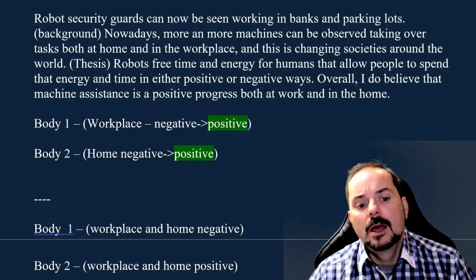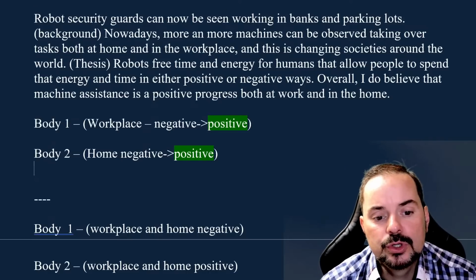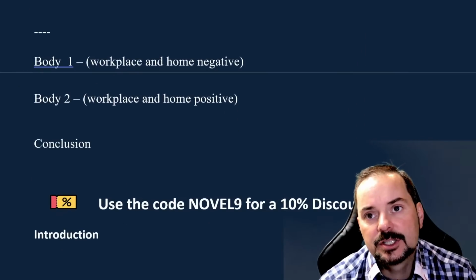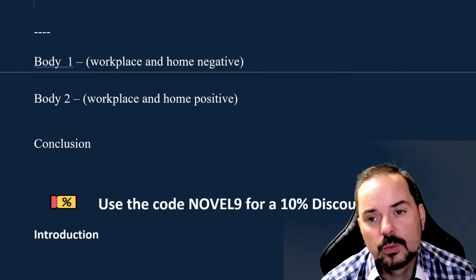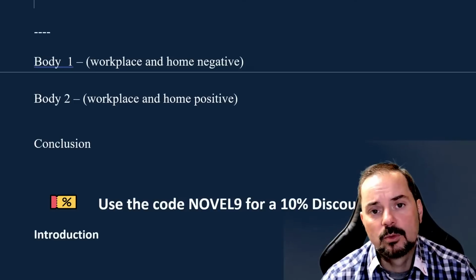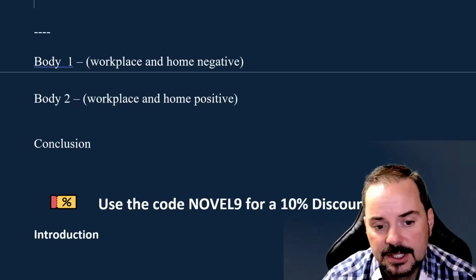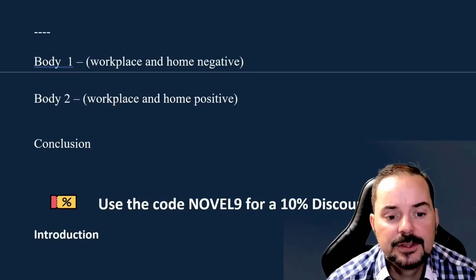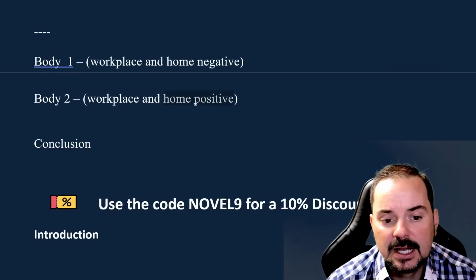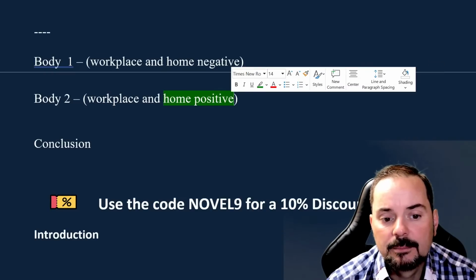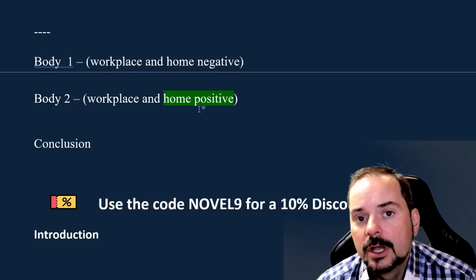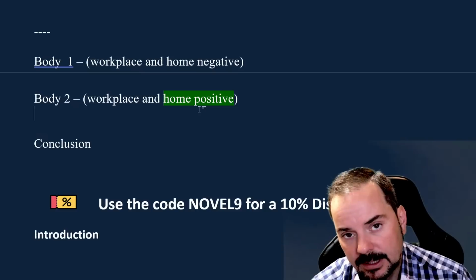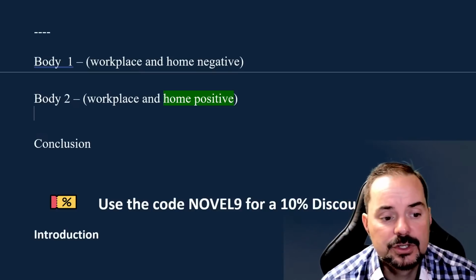Okay. The reason I would choose this style, so I would choose B, is because the focus is not so much on the workplace and the home, but the focus is more on the impact of robots. That's number one reason for it. And number two is I feel that it's easier to emphasize the positive side and to be more convincing for your reader, because ultimately your goal is to convince your reader.